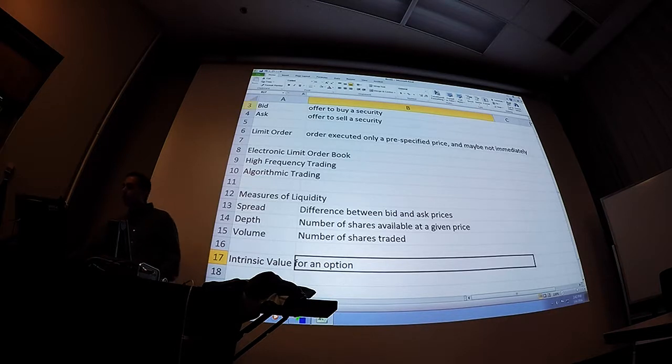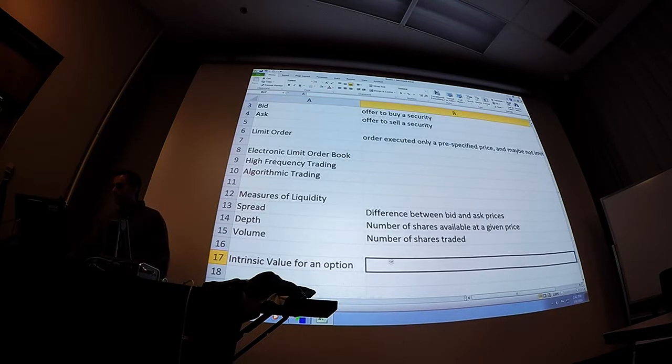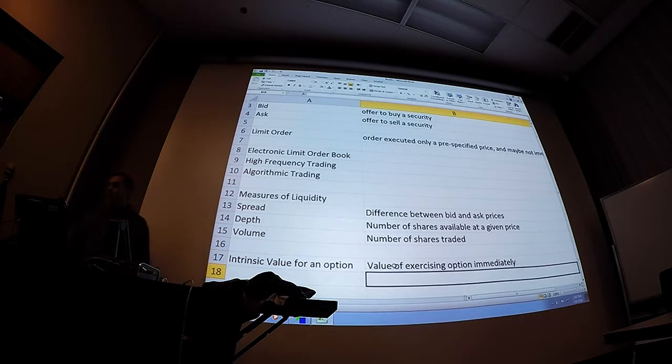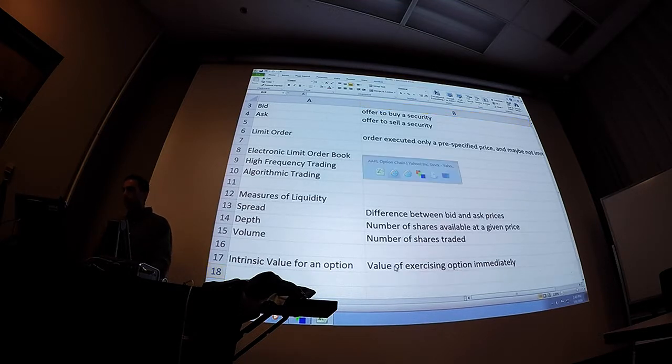So the intrinsic value, what that is technically, it's the value if you exercise the option immediately. And so if it's a call option, that would be the stock price minus the strike price. If it's a put option, it would be the other way. It would be the strike price minus the stock price. So it depends if you're buying or selling the option, which way you do that difference to get the value of it. And that's the intrinsic value of an option.